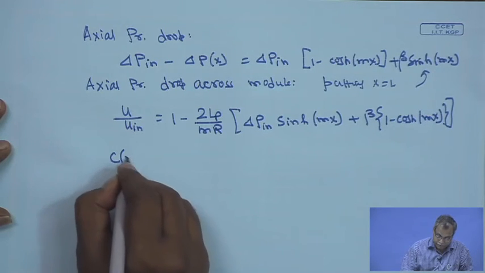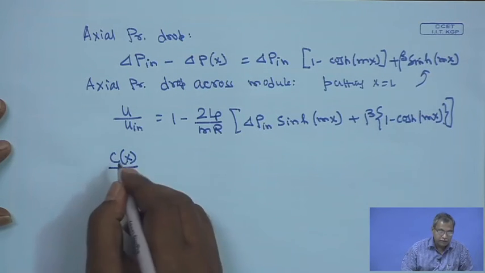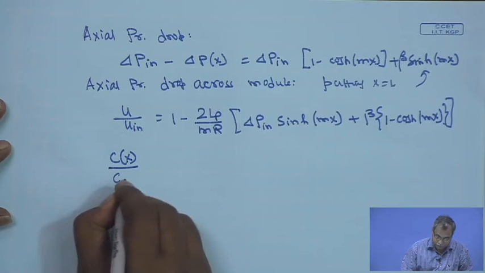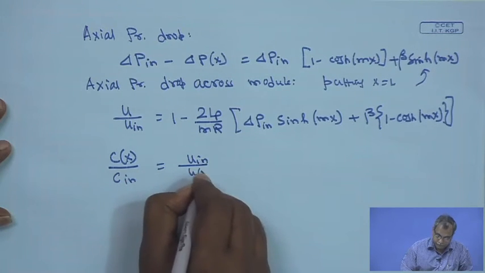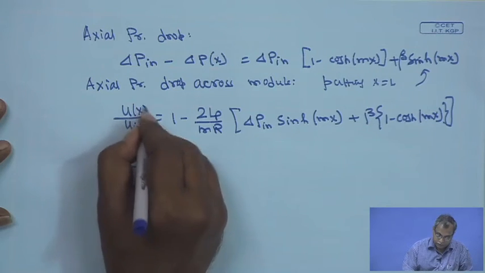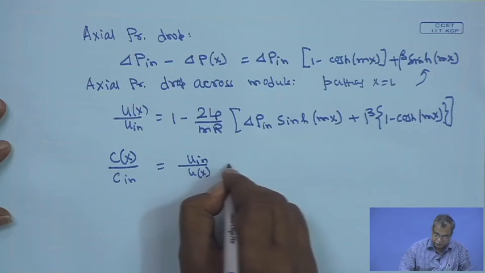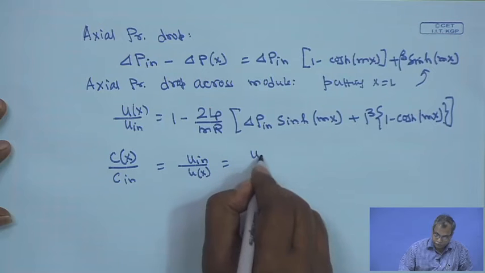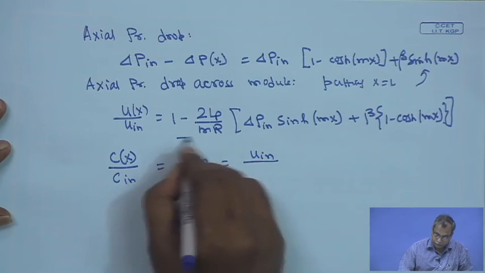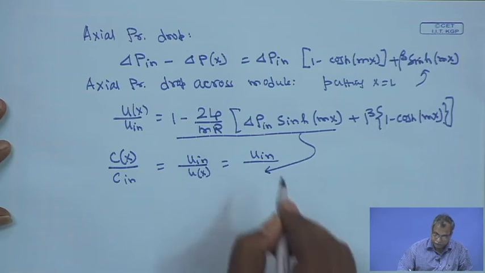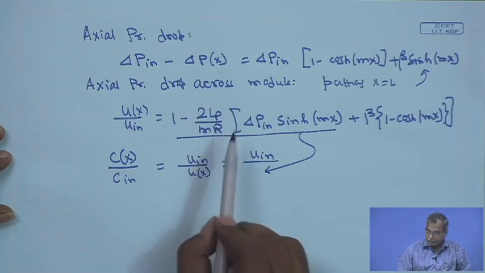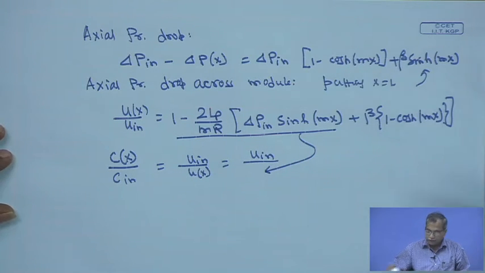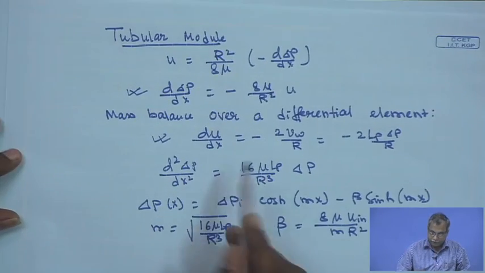And you can get an expression of feed concentration, retentate concentration as a function of C in is equal to U in by U x. It will be just the reverse of this expression. So, this will be U in, and the denominator will be putting up this expression over here, and one can get the axial pressure drop.